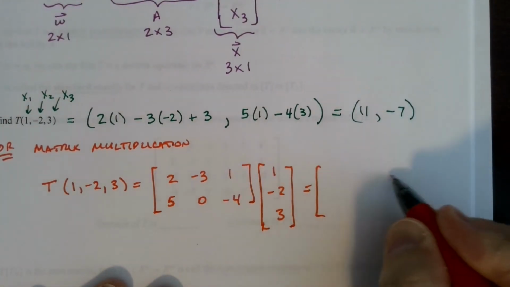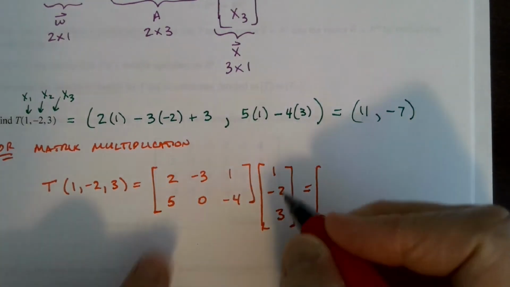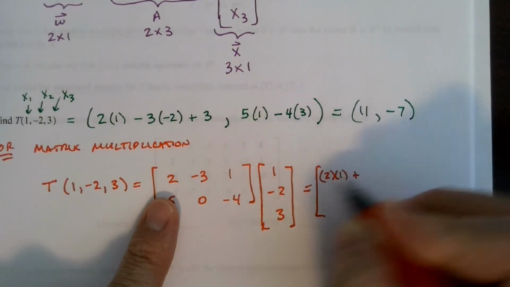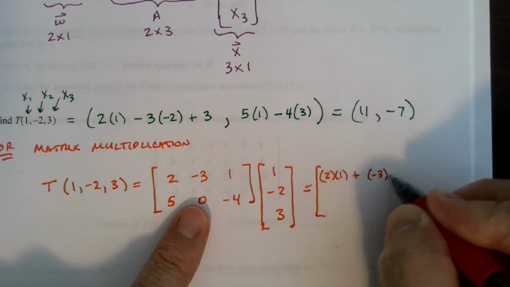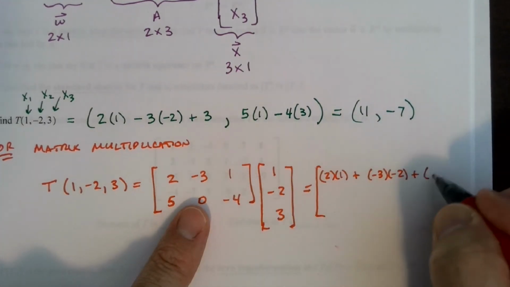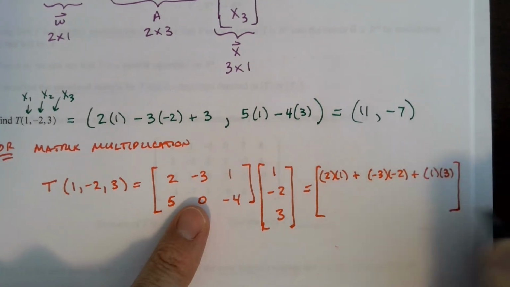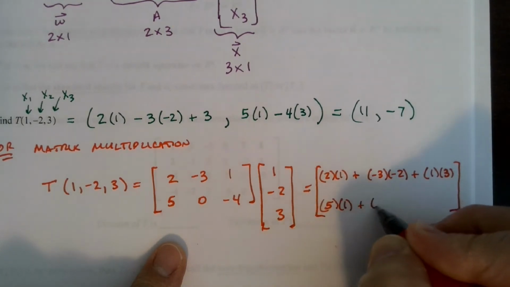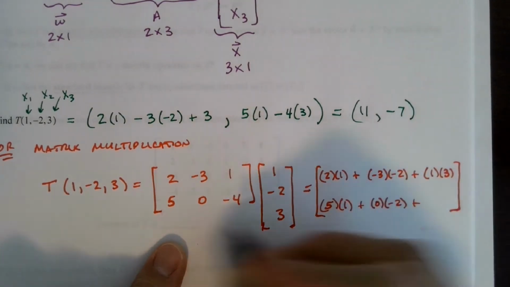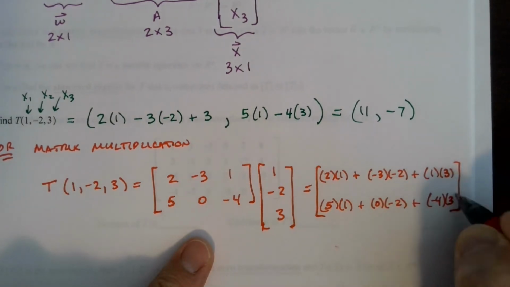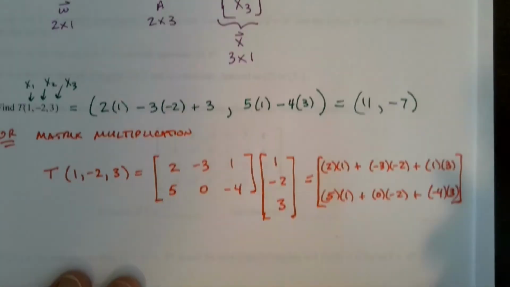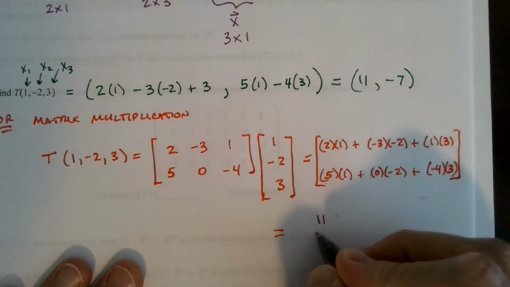And what's the first entry up here in the 2 by 1? In the first row, I take the first row, dot it with this column, so I get 2 times 1 plus negative 3 times negative 2 plus 1 times 3, and then the second row dotted here, 5 times 1, 0 times negative 2, plus negative 4 times 3. And of course, you realize where these are matching up directly with what we have here. And of course, I get the vector (11, -7).